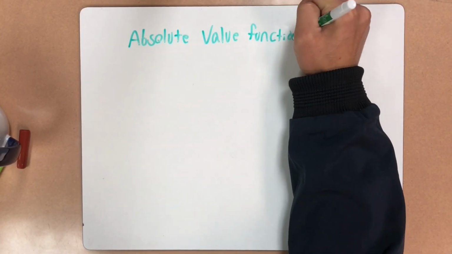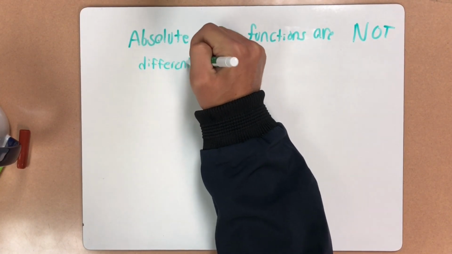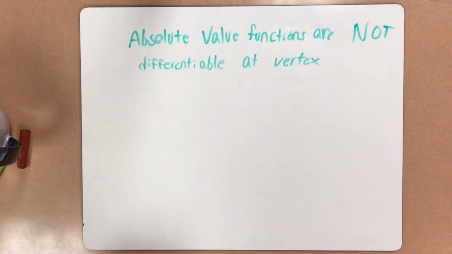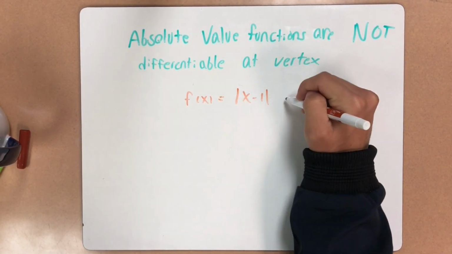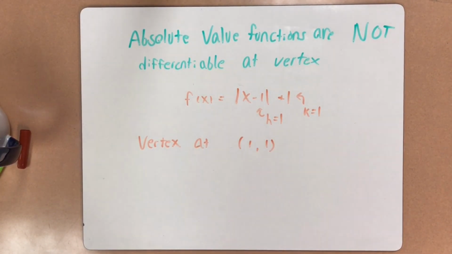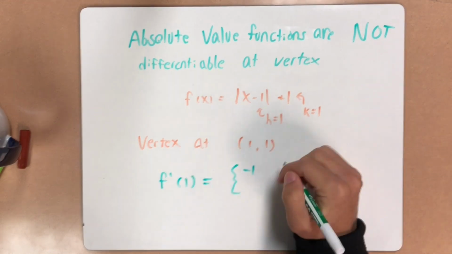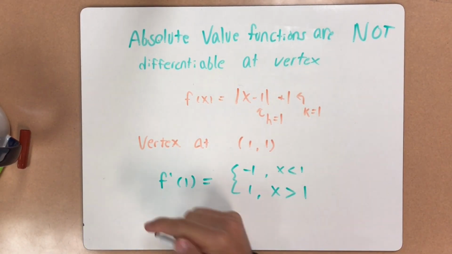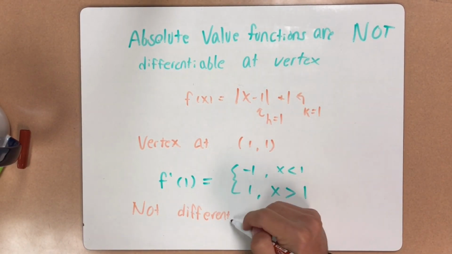We can also take the derivative here. To check for differentiability, we should find the point at which f of x is not differentiable, the vertex. By definition of absolute value function, the vertex is at h, k, or 1, 1. Since 1 is not equal to negative 1, we know the function is not differentiable at f prime of 1.